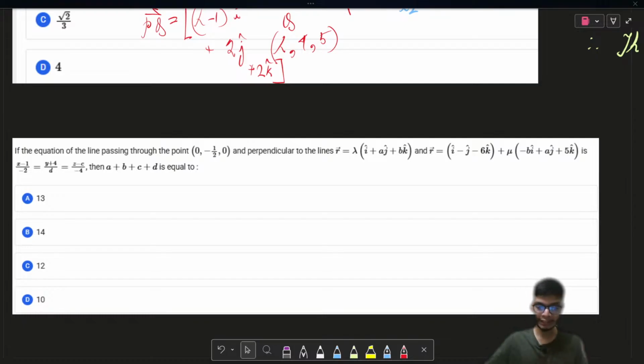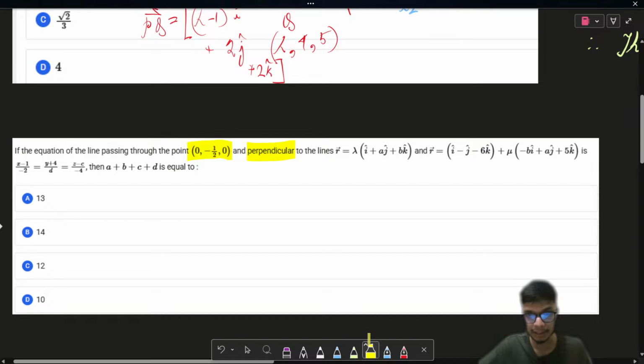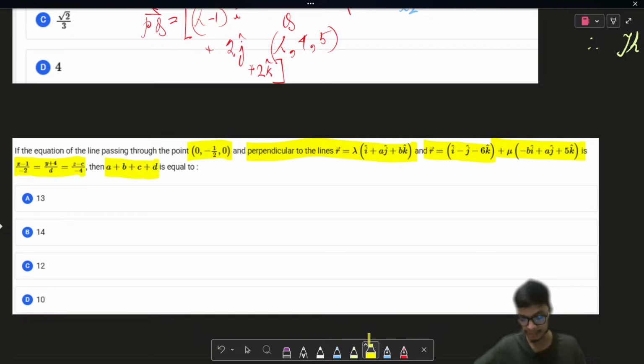Okay, so let's read through the problem first of all, and let's try to see how we can proceed for the solution. It is saying that the equation of the line passing through the following point and perpendicular to this particular line and this particular line is given by this particular equation. You have to find out the following value of the unknowns A, B, C and D. So let us try to understand how we can solve this problem.